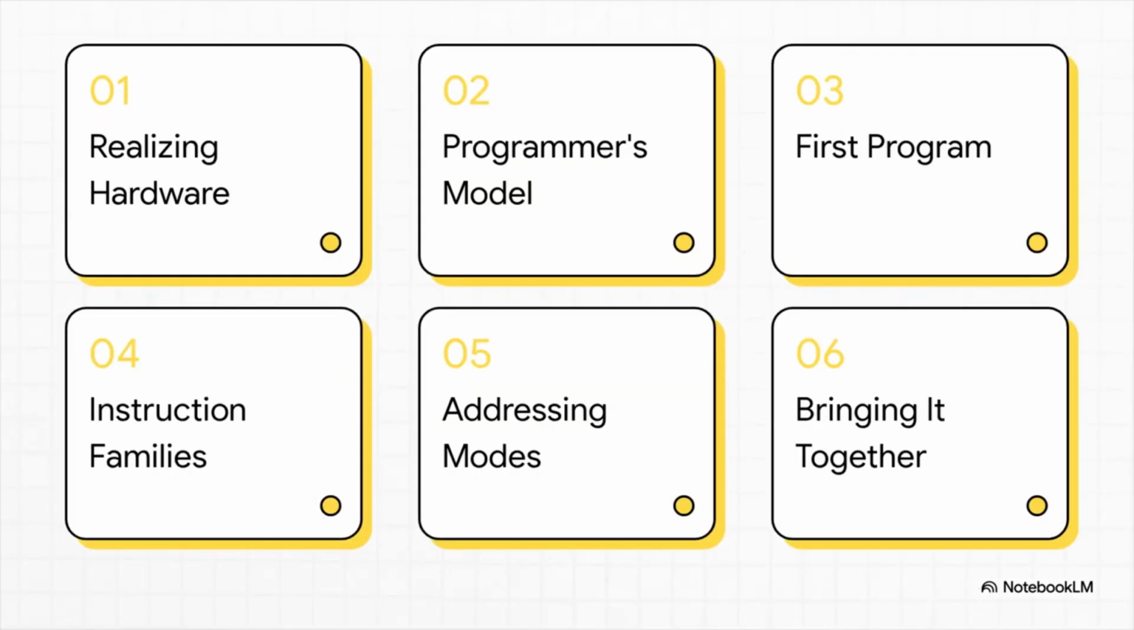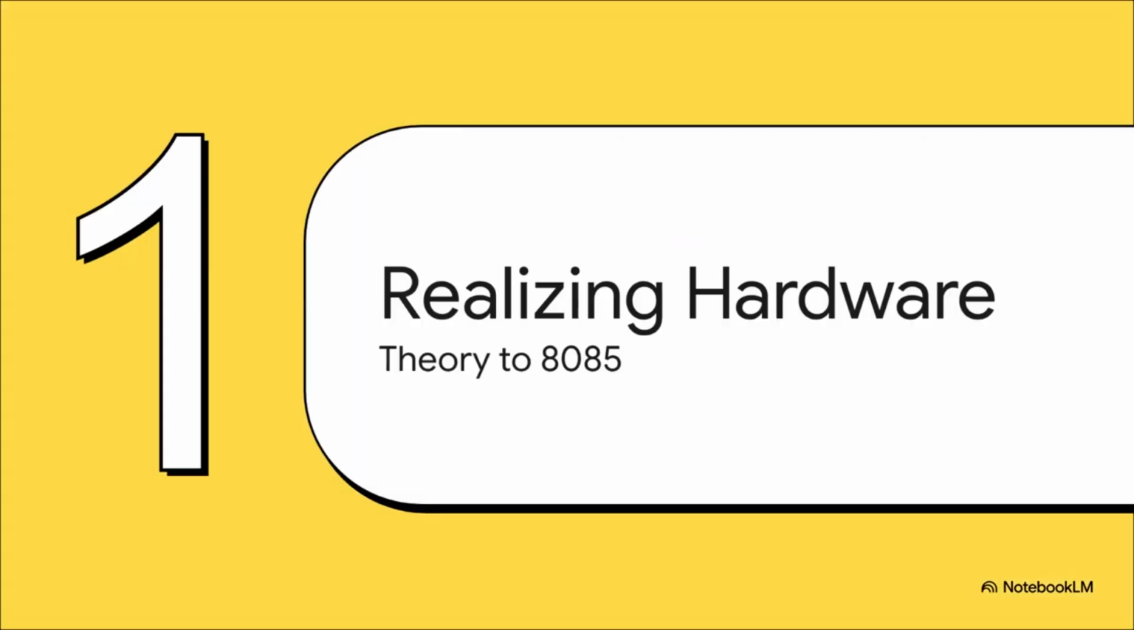Here's our roadmap for this explainer. We'll be hitting 1. Realizing the basic computer. 2. The programmer's model. 3. Writing your first program. 4. The 8085 instruction families. 5. Mastering addressing modes. And finally, 6. Bringing it all together. All right, jumping into Section 1, Realizing the Basic Computer.